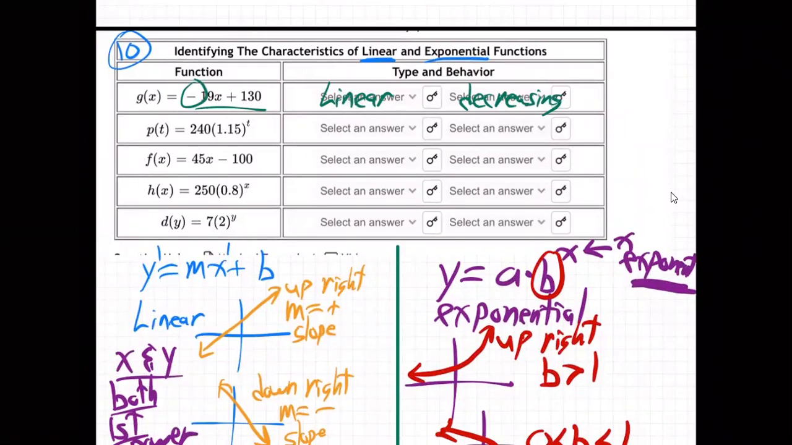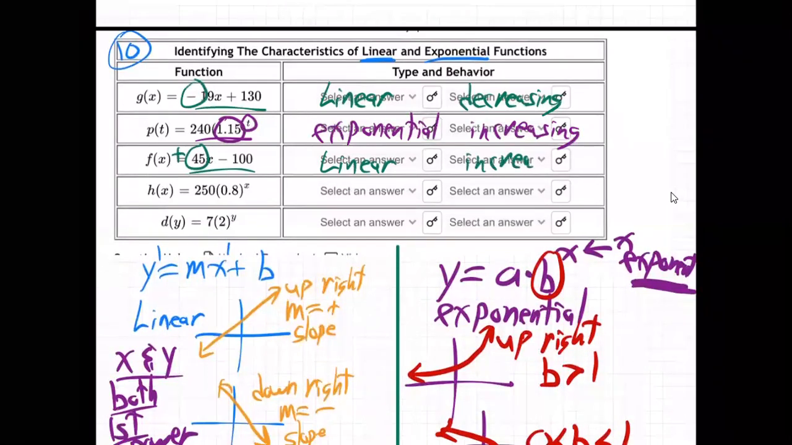The next one, this is exponential, isn't it? X, or t, whatever letter you want, is in the power zone. The variable's in the power zone, the letter's in the power zone. And the base is bigger than 1, so it's increasing. To the right, it goes up, because the base is bigger than 1. The next one, this is linear again. And the slope is positive. So that's increasing.